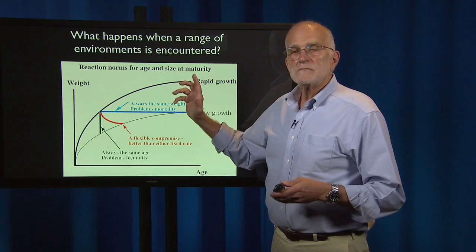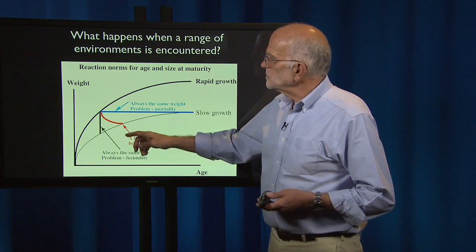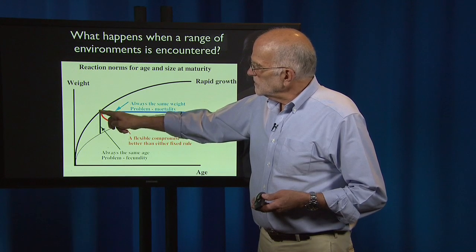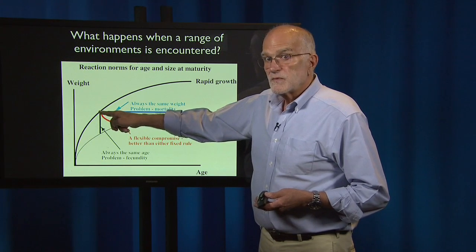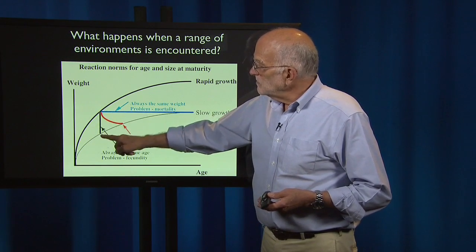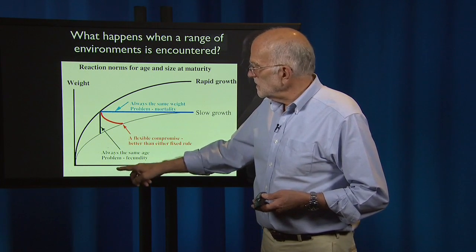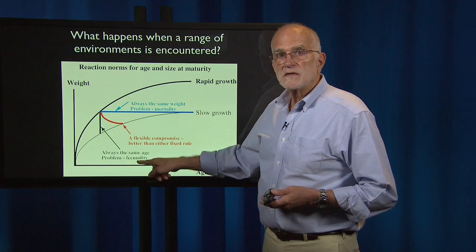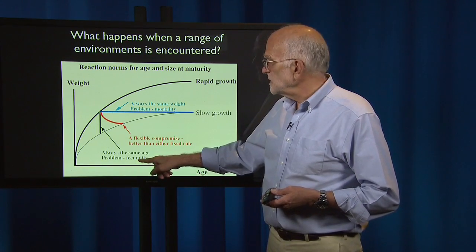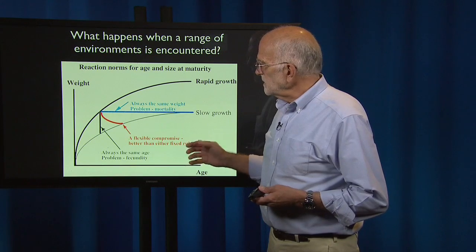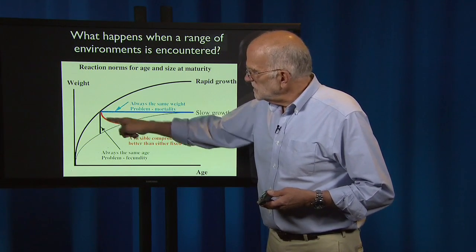Let's suppose that they decided, on the other hand, to mature always at the same age. Well, if they mature when they're at this point, when they're growing rapidly, they're big, but at the same age, when they're growing slowly, they're small. So here, the problem is that they lose fecundity. They aren't able to make as many offspring. So just on that very simple ground, one would expect a flexible compromise, something in between.